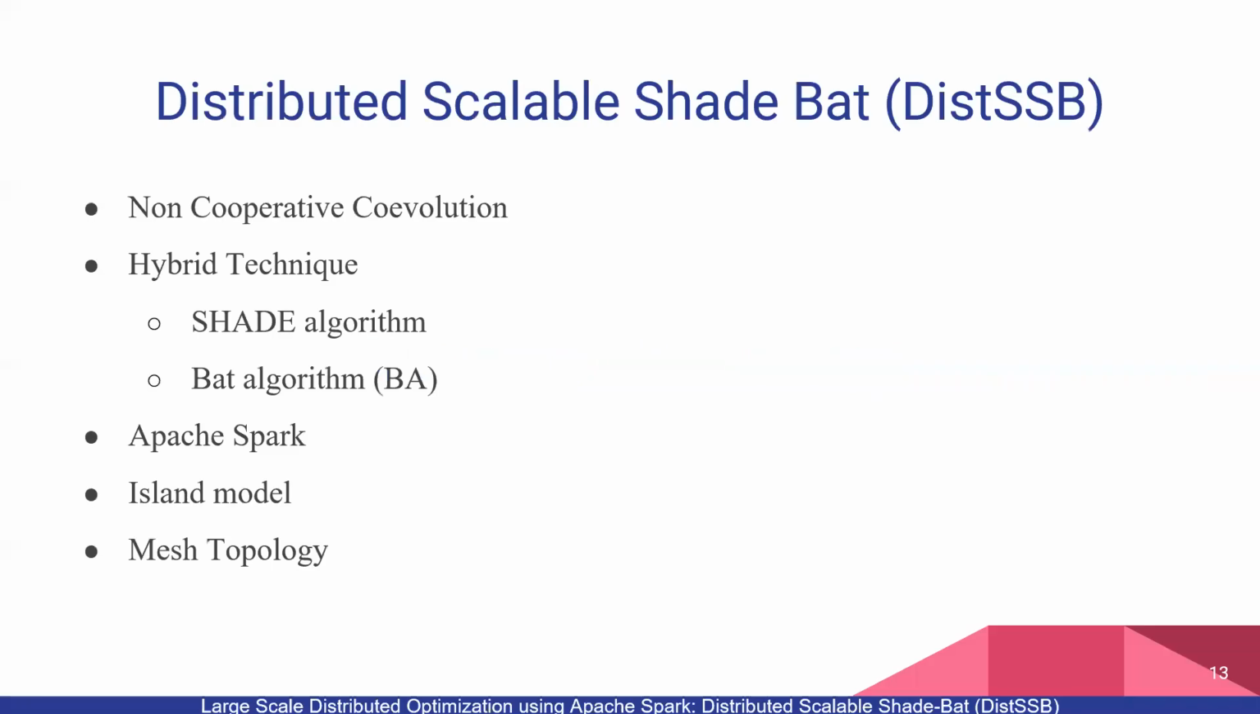So now we start to discuss our proposed methodology, distributed SHADE-BAT, or distributed SSB. It's a non-cooperative co-evolution based technique that combines the exploitation power of the BAT algorithm with the exploration capability of the SHADE algorithm. It has been implemented using Apache Spark and the island model. For communication between the partitions, mesh topology has been used.